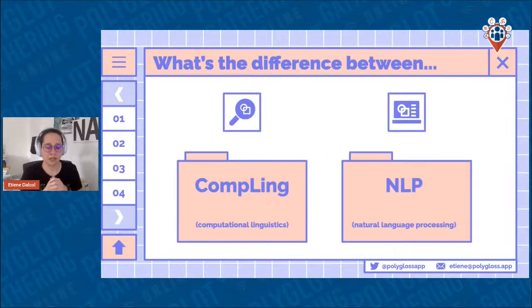Before I move on, oh, it seems to be working now, the slides. Great, awesome. I hope it continues like that.